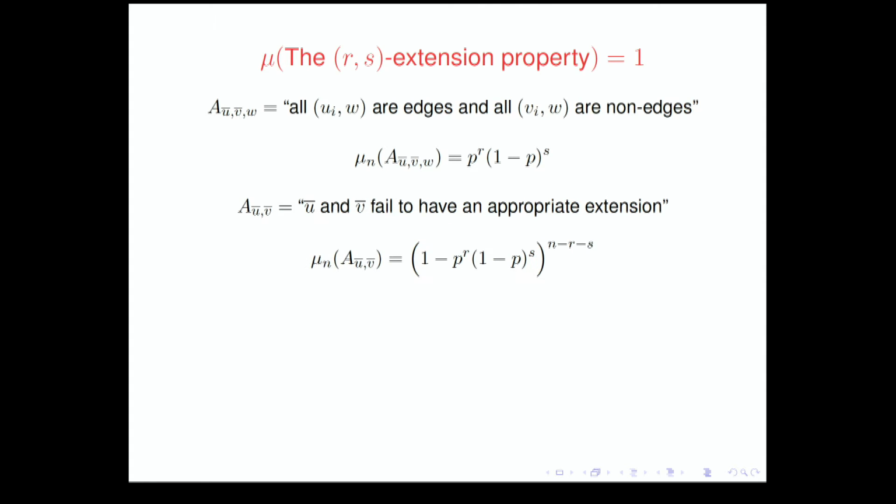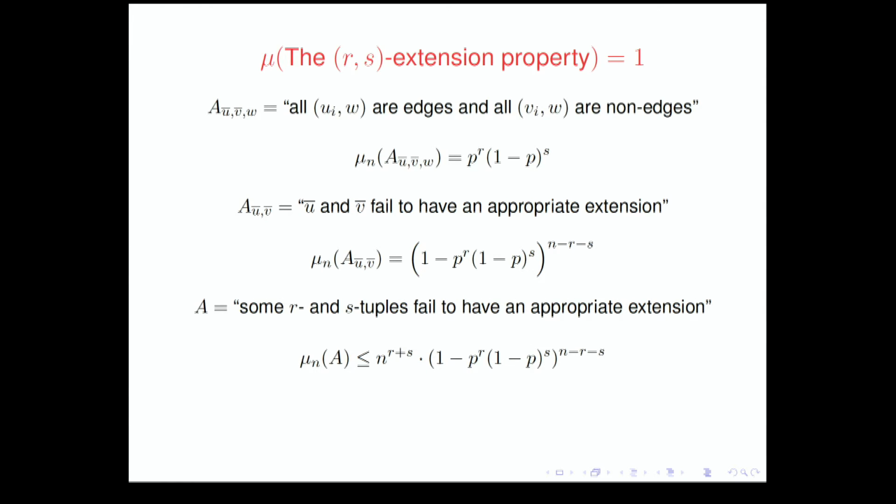So now, what is the probability that U and V fail to have an appropriate extension? An extension of the right kind. Well, this is the probability that a particular candidate fails, and you have these many possibilities, and they are independent events because they involve disjoint edges. So now you take the union bound. What is the probability that some R or S tuples fail to have an appropriate extension? You get a polynomial function followed by an exponentially decreasing function, so this goes to 0. So we proved that with high probability, for every fixed R and S, the graph is going to have this RS extension property. So it means that any two sets can be extended any way you like, any sets of size R and S.